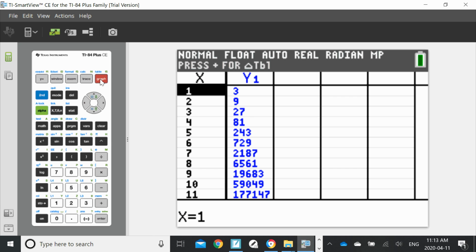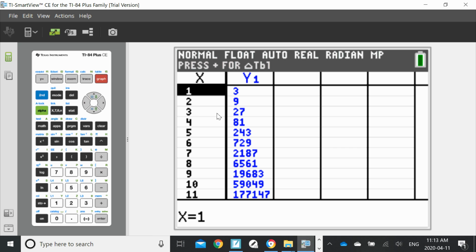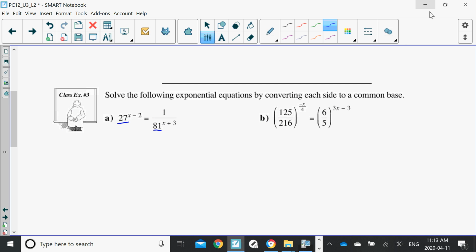Then if I go to the table, here's 27. 3 to the power of 3 is 27, and 3 to the power of 4 is 81, right? So that's just an alternate way that you could do this. So 27, rewriting this in base 3, is 3 to the power of 3. And then outside of the bracket, I have x minus 2. Because it's a binomial, I'm going to put that in the bracket, and I need to distribute it.